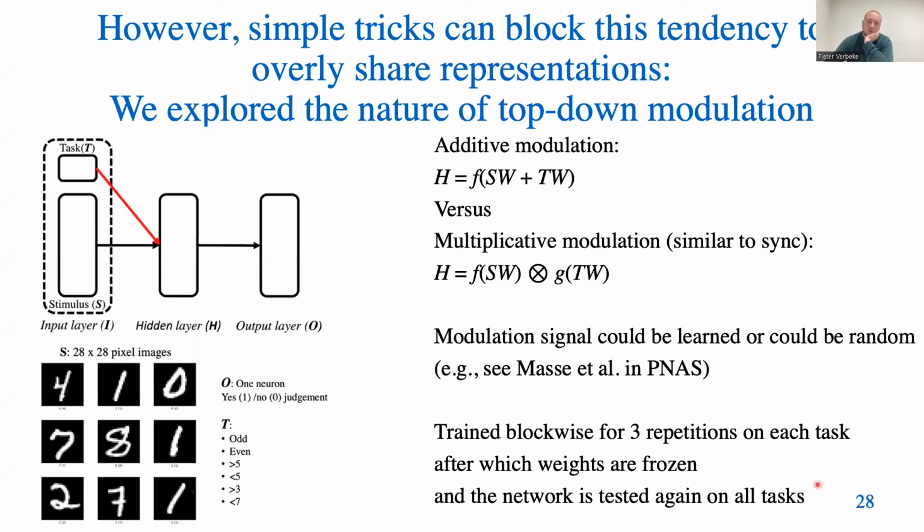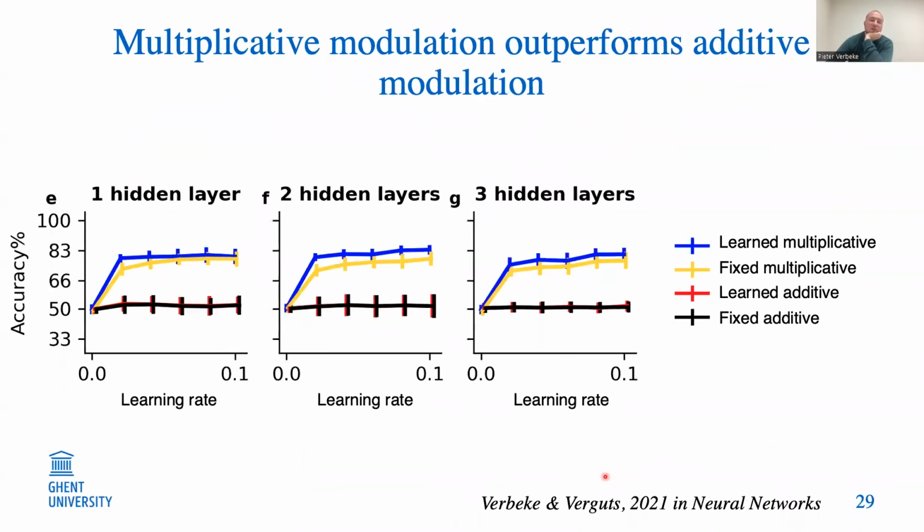And so the network is then trained blockwise for 3 repetitions on each task, after which weights are frozen and the network is tested again on all tasks. And what we see is that the multiplicative modulation, so the blue and yellow one, outperforms additive modulation, so red and black. And it's slightly better if the modulation signals are learned.